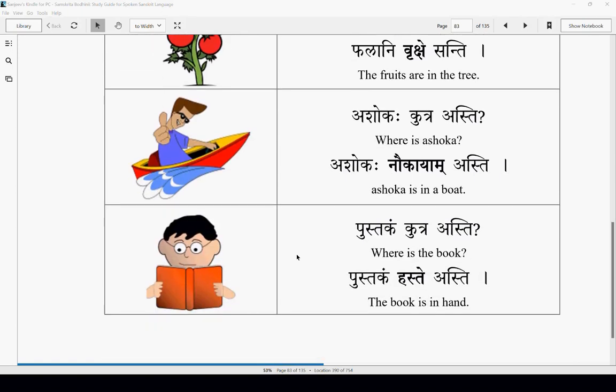Ashokaha Kutra Asti. Where is Ashoka? Ashokaha Naukayam Asti. Ashoka is in the boat. Pustakam Kutra Asti. Where is the book? Pustakam Haste Asti. The book is in the hand.